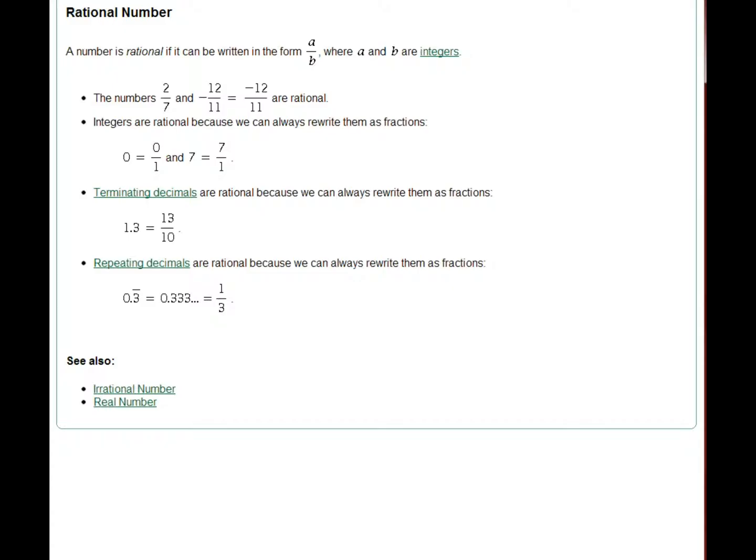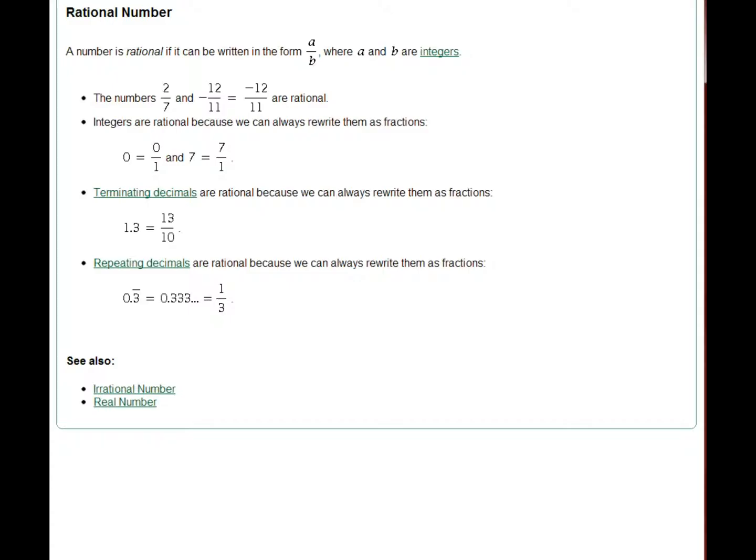And then the last kind is a repeating decimal. So there's a notation. This little bar over the number means that number repeats over and over and over again. So 0.3 with the bar means 0.33333 repeating, and that is 1/3. So that's basically what we're looking for with rational numbers. We want to know, can we write it as a whole number over a whole number, or as a ratio of whole numbers?